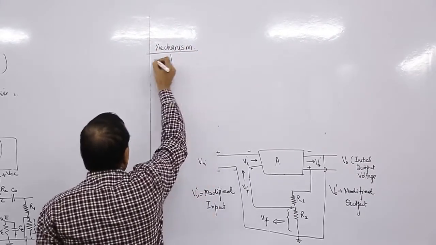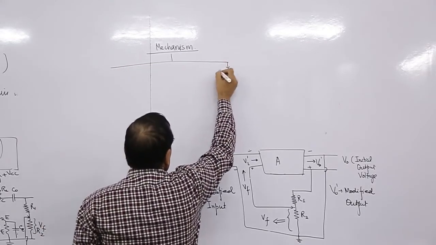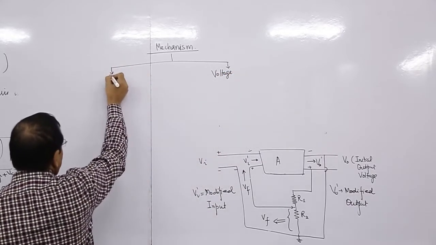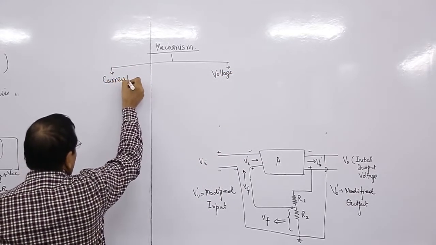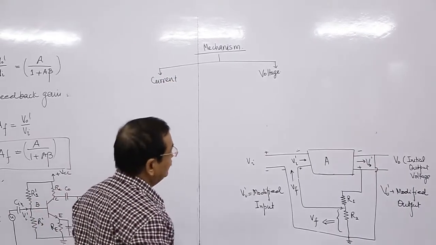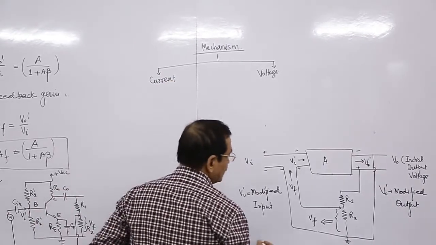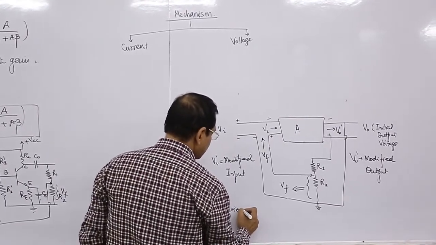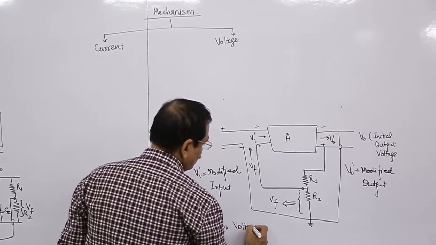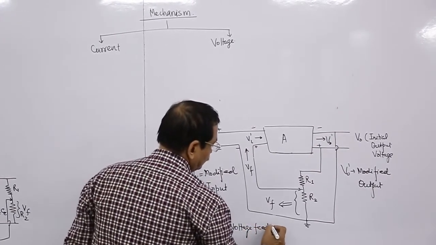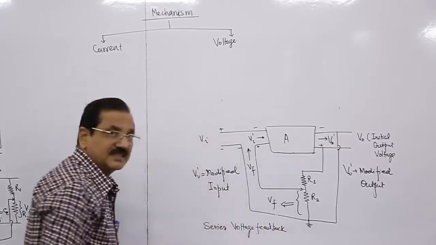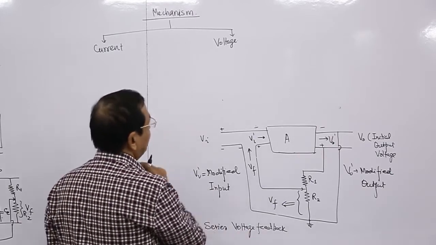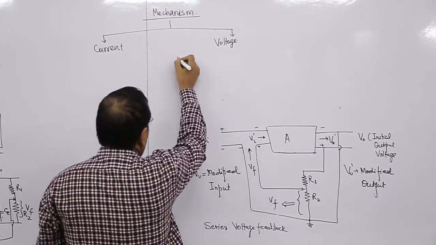So we have the voltage feedback, and there is a current feedback. So this circuit is series voltage feedback. Series voltage feedback. There is parallel voltage feedback also.